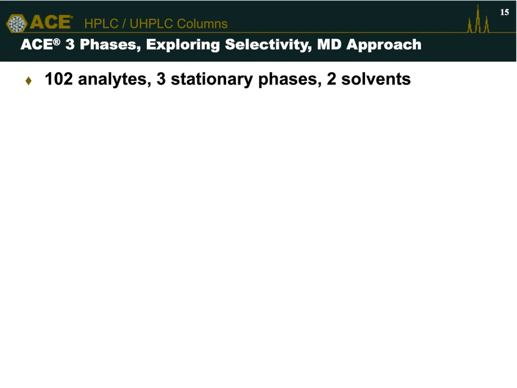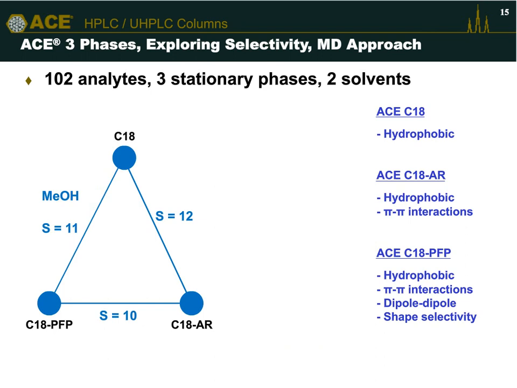So if we calculate different selectivity values, this is now in the triangle I'm showing you, a methanol-based mobile phase. There are three stationary phases on the screen, C18, C18AR, and C18PFP. And on the right-hand side of the slide are the main mechanisms of interaction with these three different phases. Now, if we calculate the selectivity values using the graphical format that I showed you a few slides back, then we can calculate the selectivity values to be 10, 11, and 12, which are reasonable selectivity values showing that with these three phases you're moving the peaks around in the selectivity space.